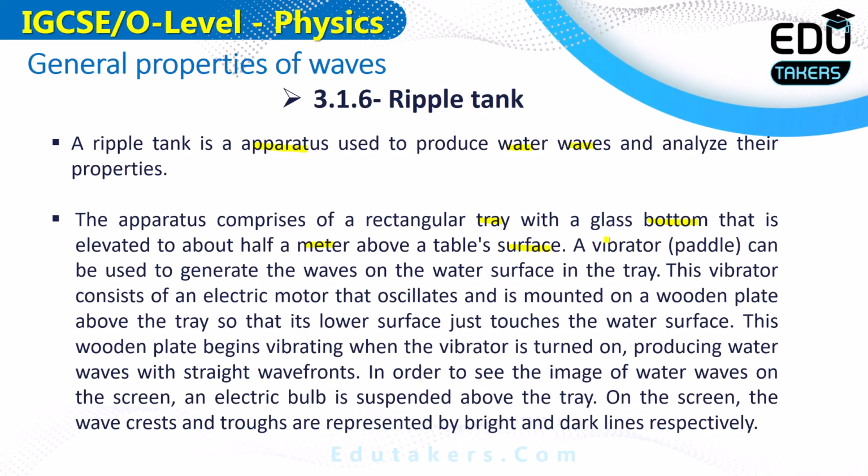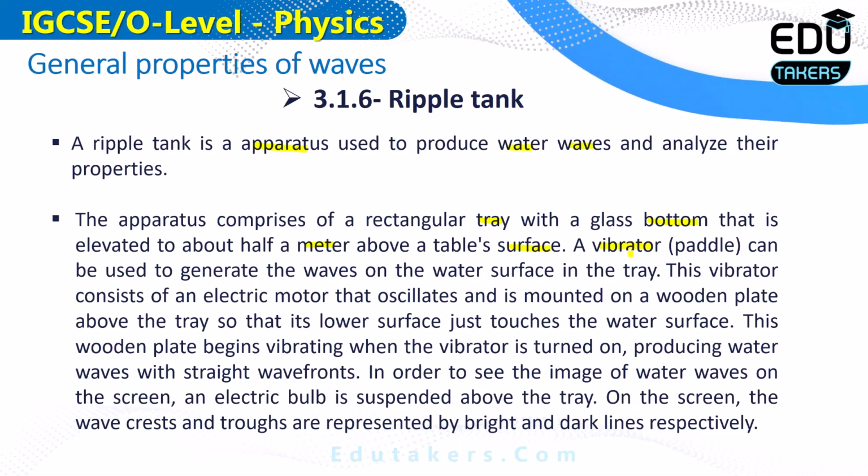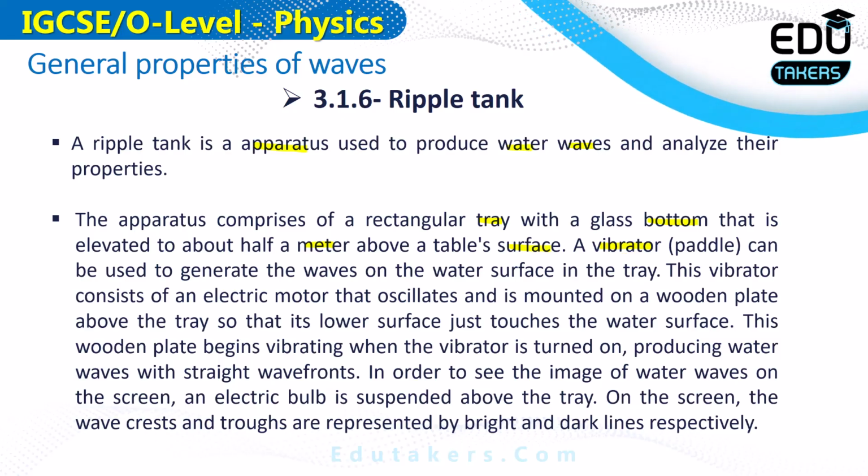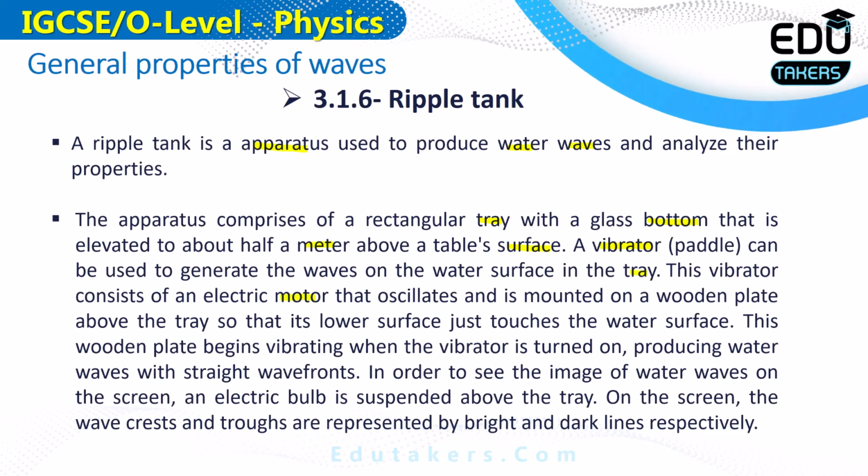The second part is the vibrator. The vibrator can also be called a paddle. It can be used to generate the waves on the water surface in the tray. This vibrator consists of the electric motor that oscillates and it is mounted on the wooden plate above the tray, so that its lower surface just touches the water surface.